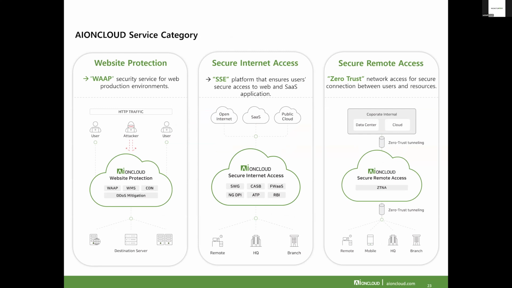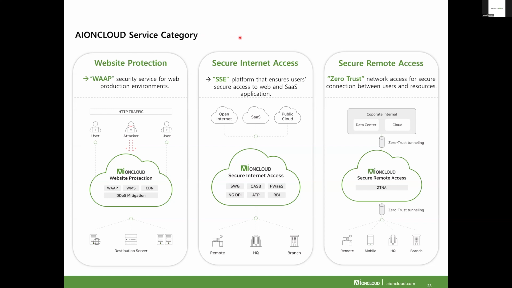Inside of the Ion Cloud platform, there are three main service categories that clients can utilize. The first is our website protection. This involves things like our WAF, website malware scanner, content delivery network, and DDoS mitigation. It's used to protect publicly facing resources such as your websites or APIs that your company or organization may have.